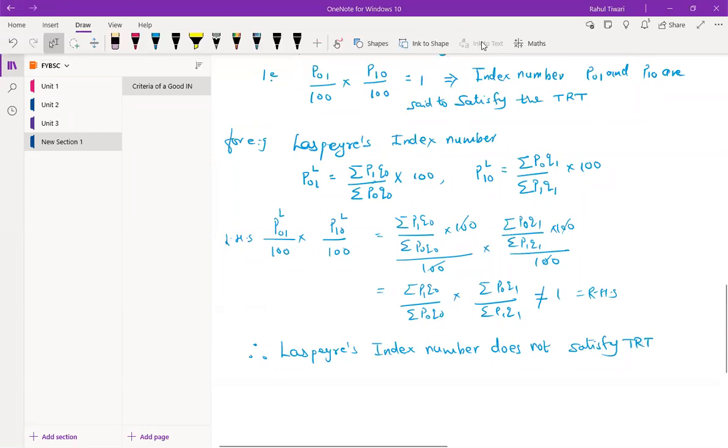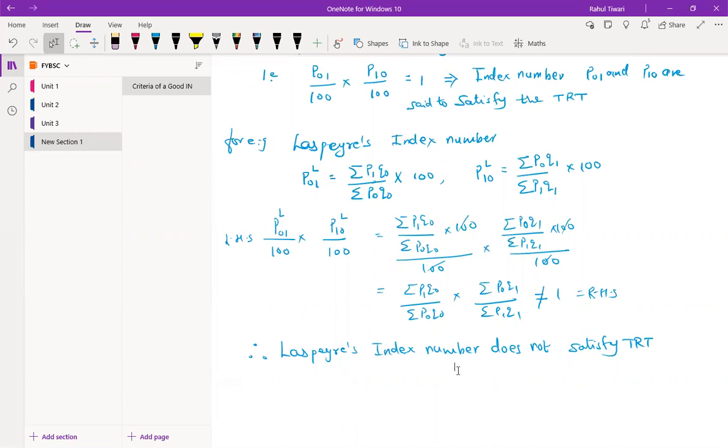If you have any question, go to chat box and write down your answer. I'm not audible. Students, may I? Yes, sir. Okay. If there is any question related to this topic, let's say whether index number satisfies TRT or not, go to chat box. If you do not have any doubts, write small n, simple small n.